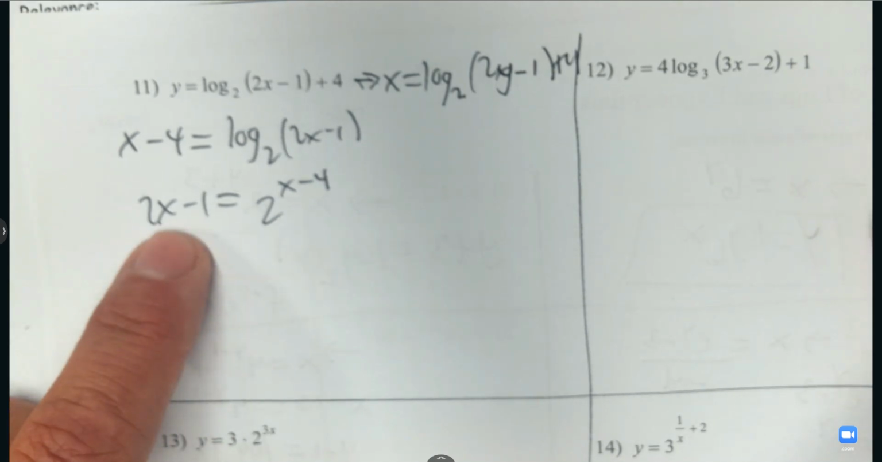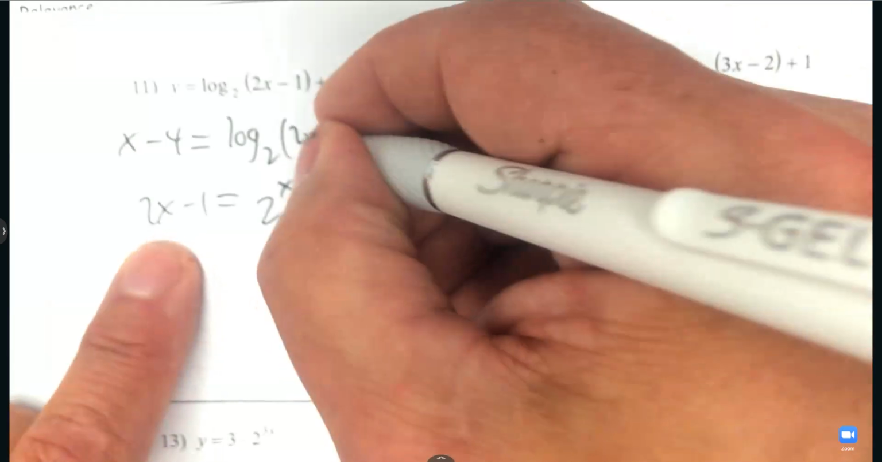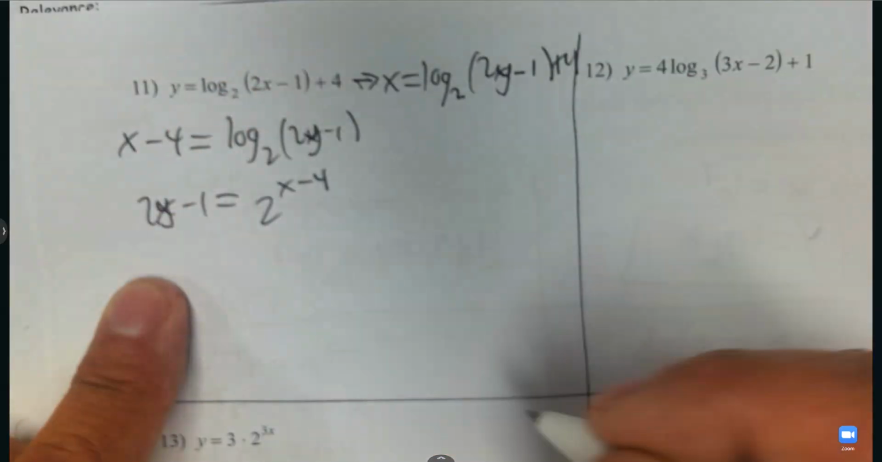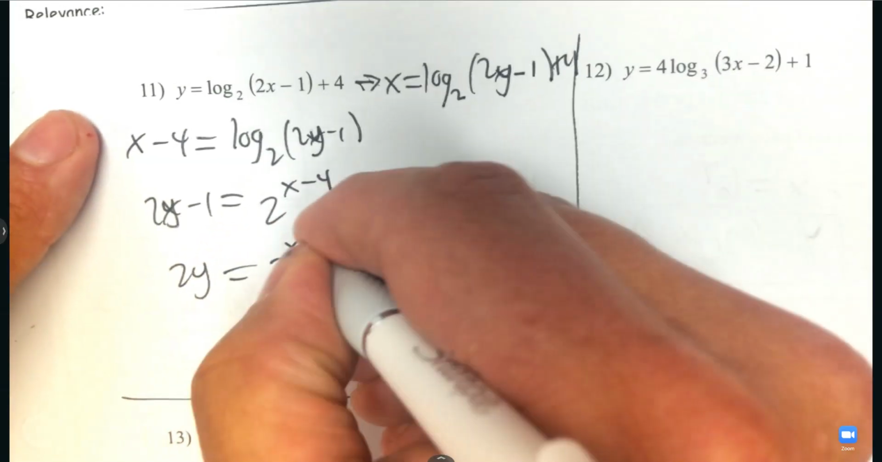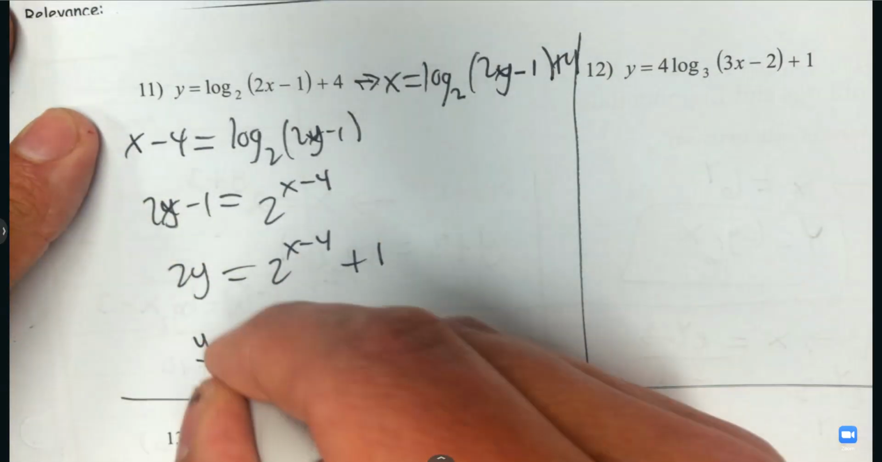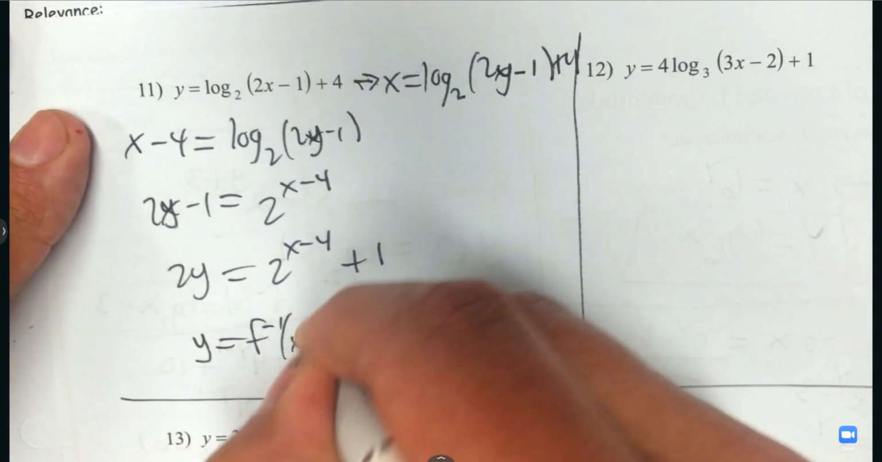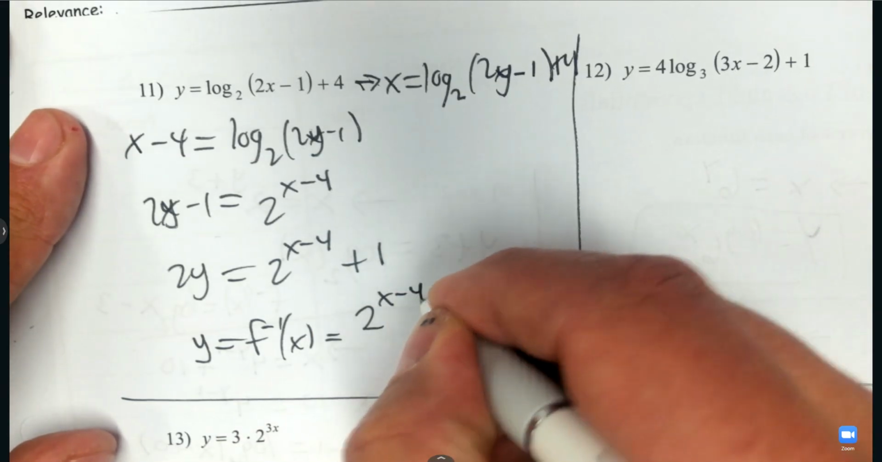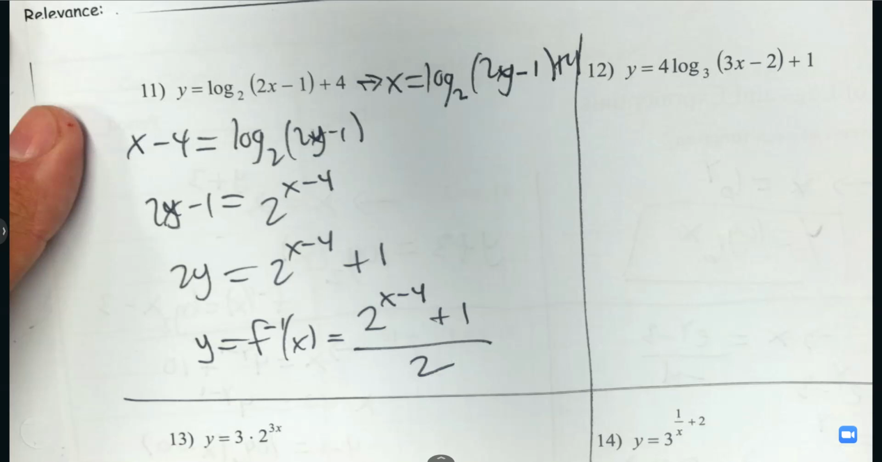I got too many x's here. Which one is what? This one is a y. This one is a y. All right. To get y by itself, I'm going to add 1. And then I'm going to divide by 2. So that's the inverse. 2 to the exponent x minus 4, plus 1, all divided by 2.